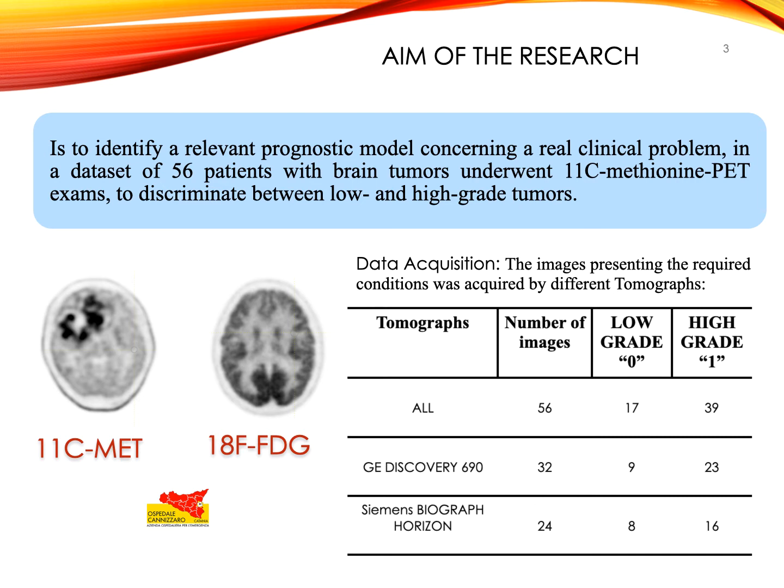Being a retrospective study, the first part of the study was the collection of the images of patients with known histopathological results, using two sets of images acquired with different scanners to increase the statistics. The collection provided 56 MET-PET studies.